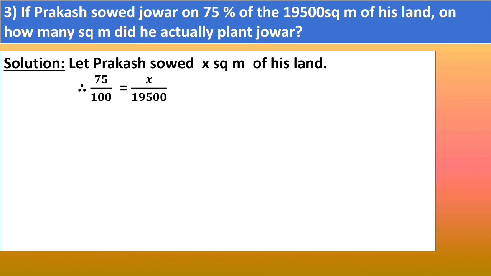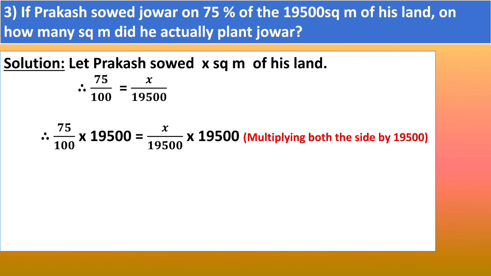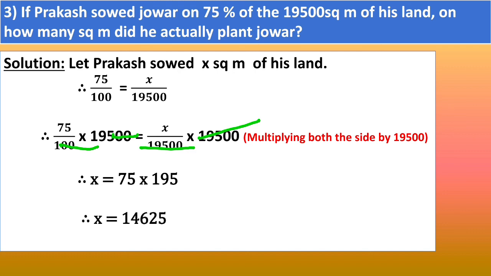So we will take x upon 19,500. So with the variable which number we have, 19,500. So what we will do, multiplying both the sides by 19,500. So right side 19,500, both the sides cut. Here 20 20 will cut. So what is left? X equal to 75 multiplied by 195. Now these two numbers you will multiply with the pencil to your right side of your page. So you will get the answer 14,625.